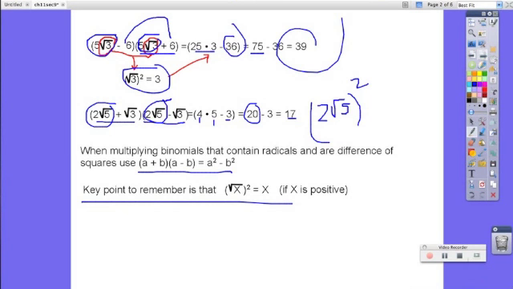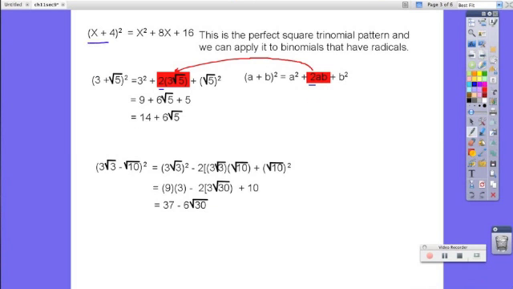Let's take a look at this one. x plus 4 quantity squared. You should recognize that as a perfect square trinomial. We can also apply this to radicals. 3 plus the square root of 5 squared. This is the same thing as 3 squared, because you multiply the first term together, plus 2 times the first and the last term, which is 3 square root of 5, times 2. You got to double it.